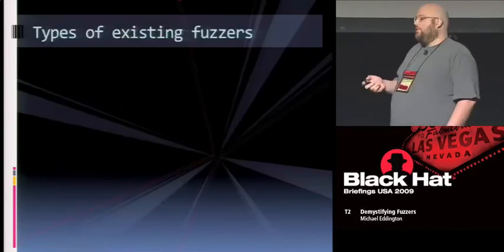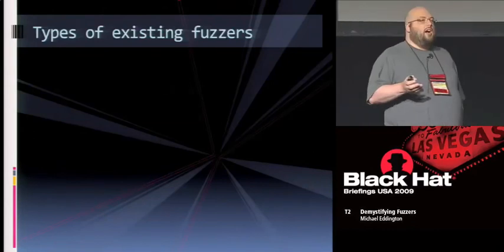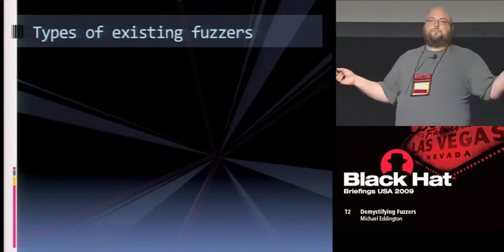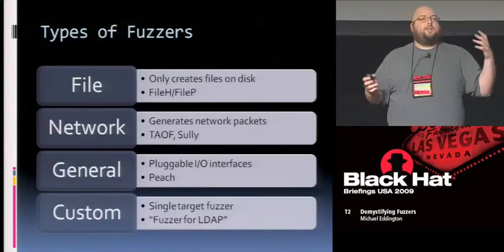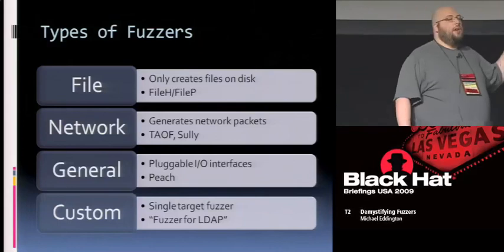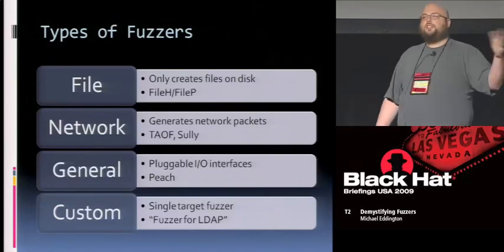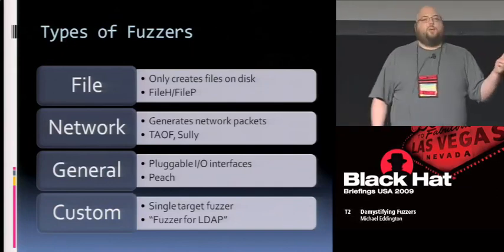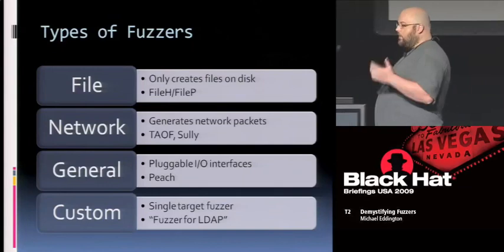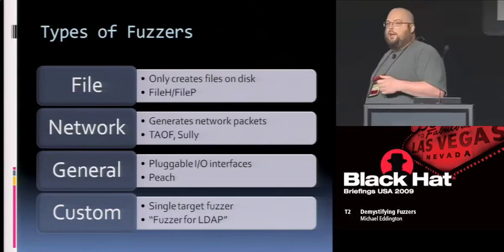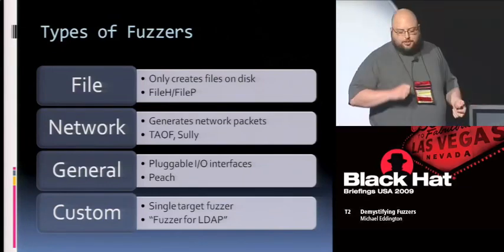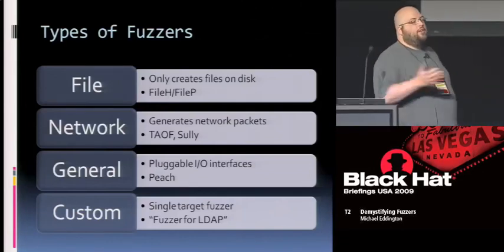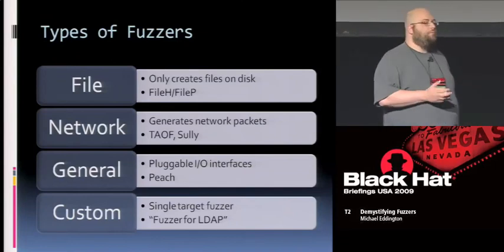So this leads us into the types of existing fuzzers. I'll start with two basic buckets: open source fuzzers and commercial fuzzers. And from there, we can talk about file fuzzers, network fuzzers, general fuzzers, and custom fuzzers. Custom fuzzers are ones that I consider one-off fuzzers. For example, when someone releases the JavaScript HTML fuzzer of the week, or an ActiveX fuzzer of the week, or whatever, insert my custom little fuzzer here.